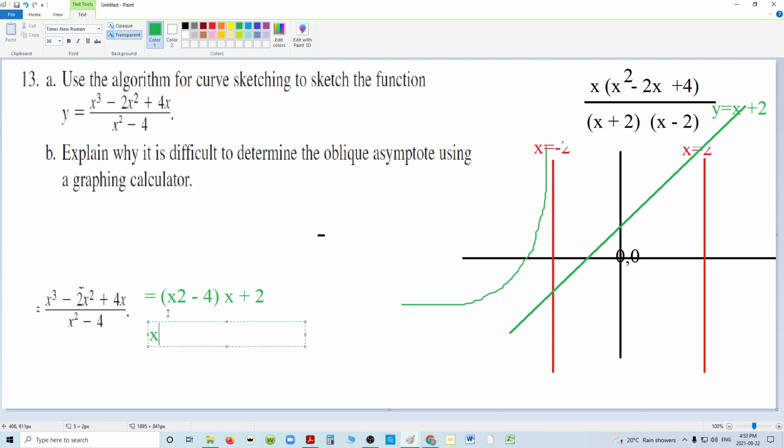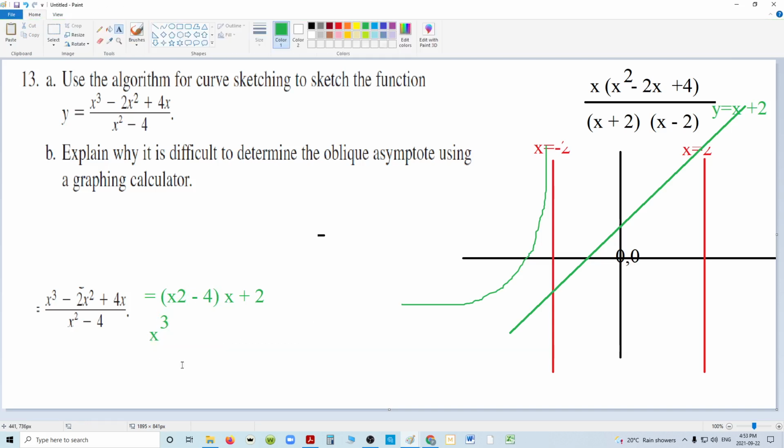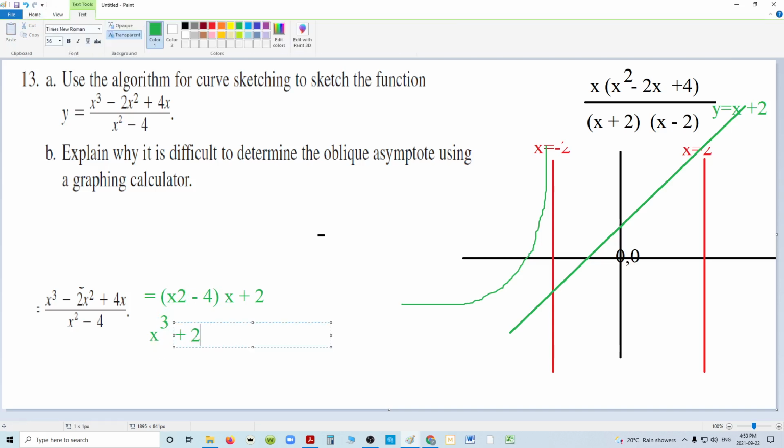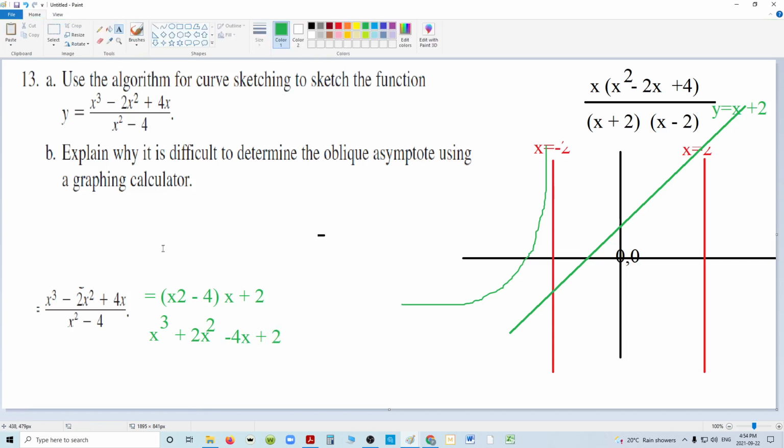So I get x cubed plus 2x squared minus 4x plus 2, like that. It's essentially multiplying by the denominator here to get rid of it. And when I subtract the 3x cubed, it disappears.